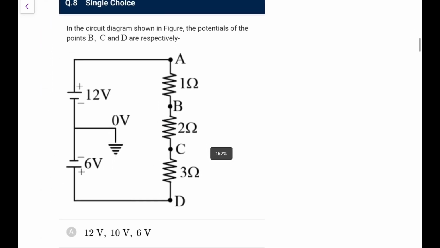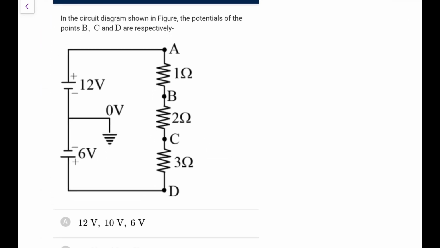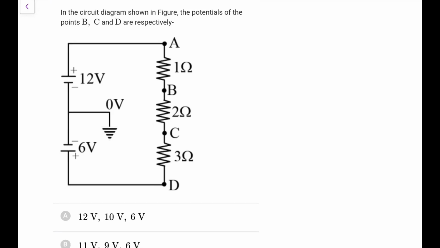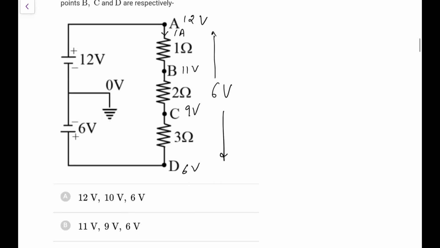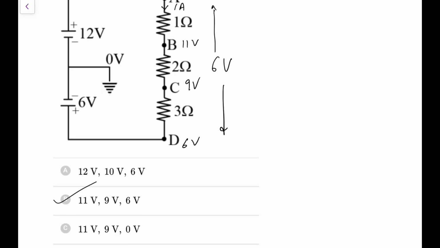Next one. In the diagram in the figure, the potential of the points B, C, D respectively are. Here it is 0. So this is 12 volts and this would be 6 volts. So 12 to 6, total drop is going to be 6 volt and the resistance is 6, so the current would be 1 ampere going like this. So 1 ampere in 1 ohm, drop would be 1 volt, so it would become 11. 1 ampere in 2 ohms, drop would be 2, so it would be 9 volts. So the answer is B 11, C 9, D 6. Go for option B. Not a tough one for you.